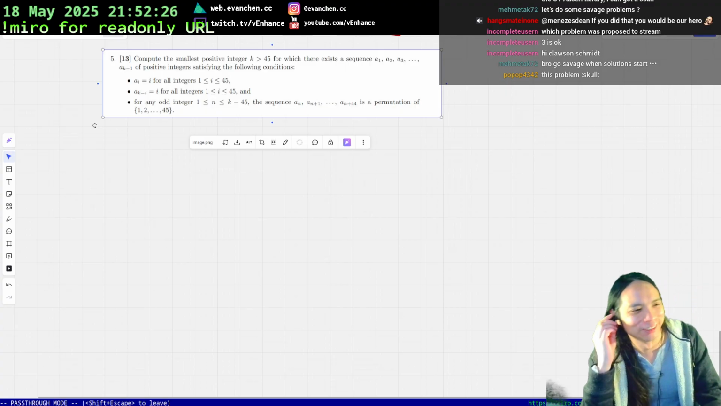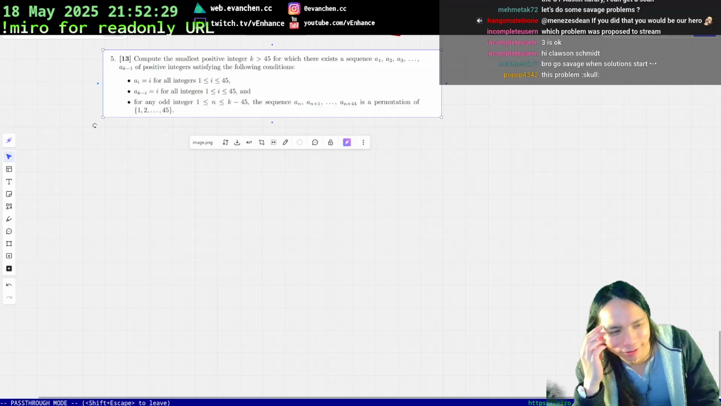There's already a skull emoji. Alright, this is from the Harvard MIT Invitational from this year.